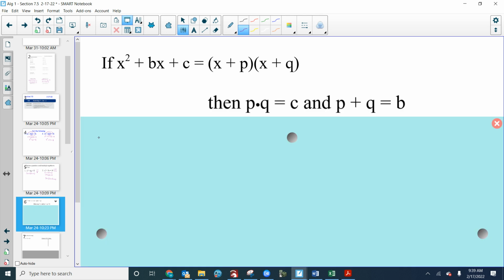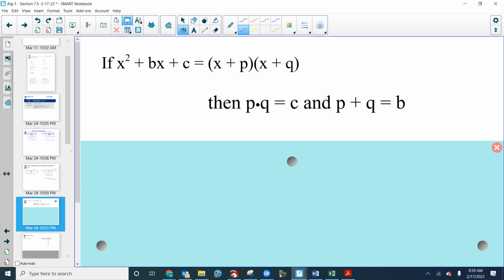Okay? Here's the rule. If I have x squared plus bx plus c, the p and the q multiplied together have to give you c. This is what's multiplied. And then p plus q adds up to b. This is what's added. So you might want to write that there. Add to get the middle term, multiply to get the last term. And you guys saw that if my last term's negative, one number has to be positive, one number has to be negative. And that's all we're going to do today.